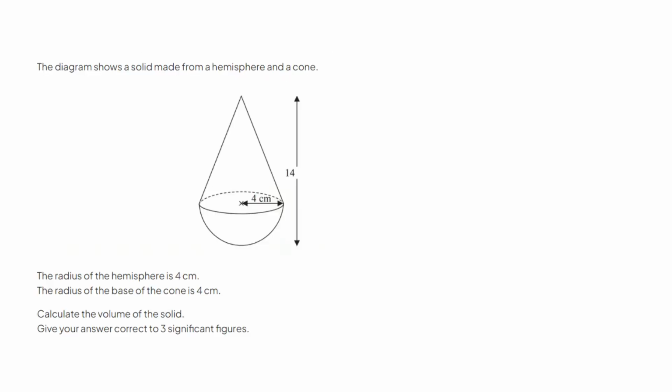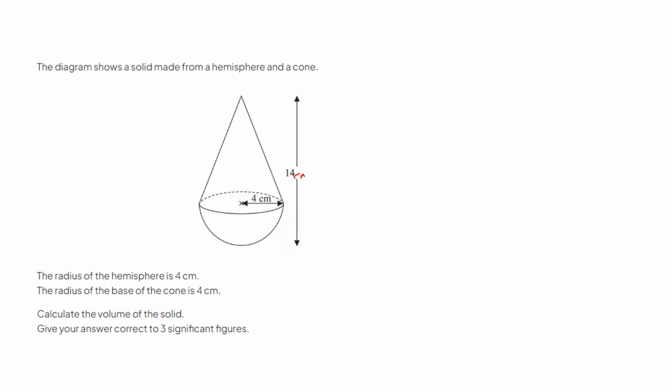This diagram shows a solid made out of a hemisphere and a cone. We're told that the radius is 4, and we're told that the total height is 14, right? So how are we going to work out what the volume is of the solid? Well, first we need to know what the volume of each of these are.